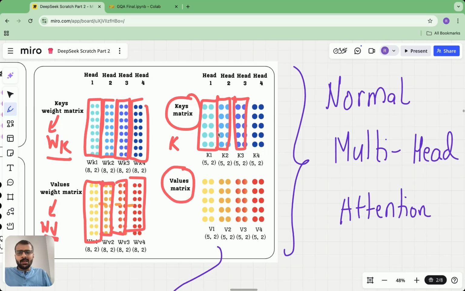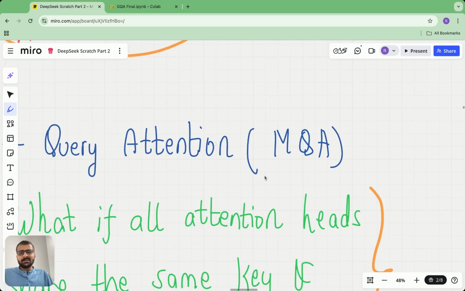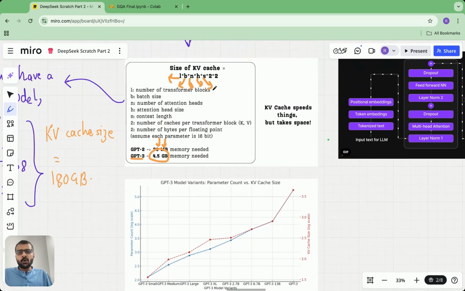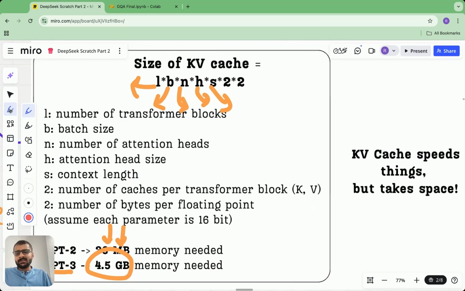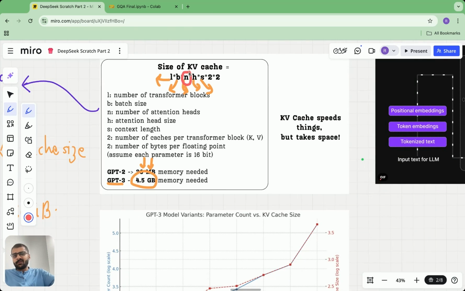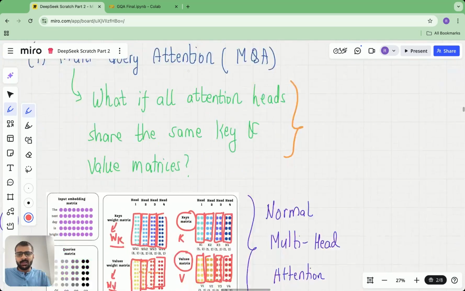Now, since these values for the keys matrix and the value matrix are different from each other for different heads, we have to store all of them in the cache. So we are caching the keys and the values, right? When we cache the first head, we also have to cache the second head, the third head, and the fourth head. Similarly, for the values, we have to cache all the heads separately. As a result, if you look at the formula for the KV cache size, you will see that it grows with the number of attention heads. The more attention heads, the more parameters we need to store.